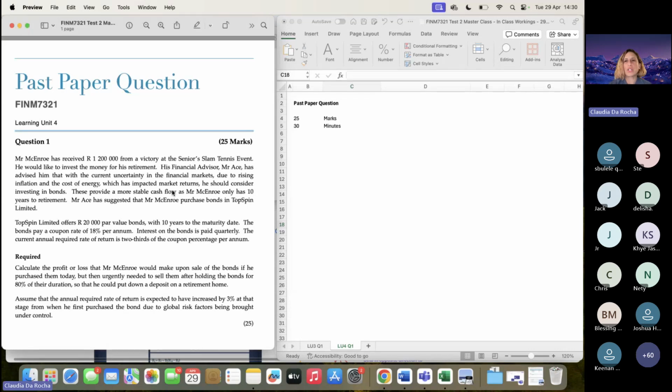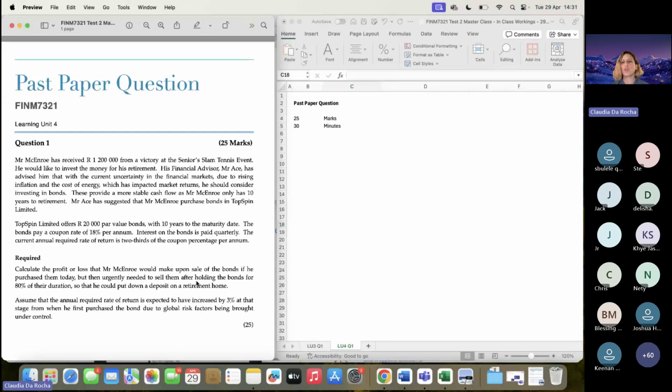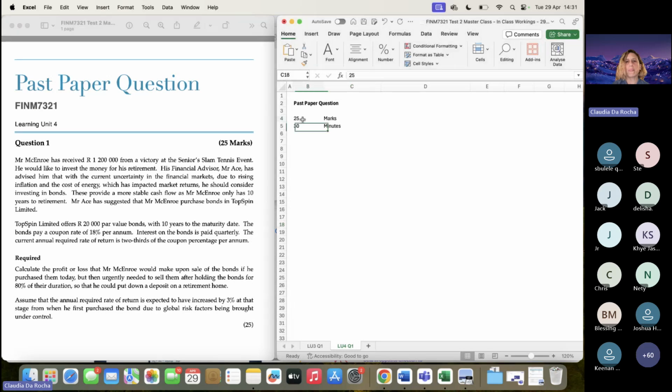Okay, so this is a bond valuation question, a 25 marker, right? So half of your paper. Bonds are very important for your paper. And as I said, there's also a lot of theory that can be asked, so please don't ignore that. It's quite important that you understand those curves, right? All right, so let's look at this question. It's a 25 marker, which means that if we multiply by 1.2, you've got 30 minutes to complete it.